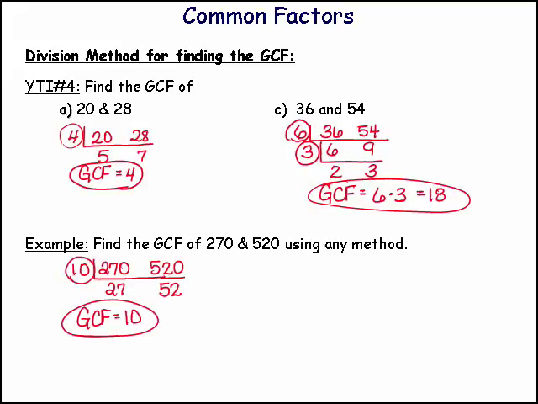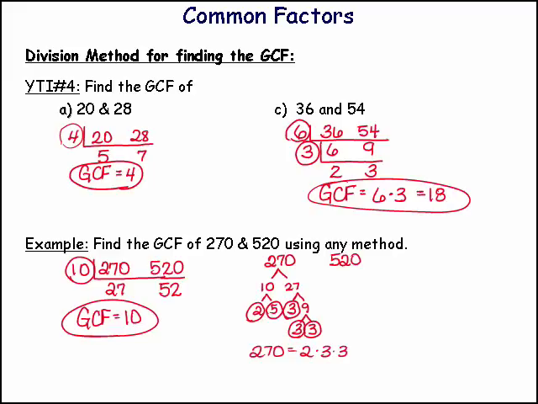You were done. Okay, let's look at what happens if you did it the prime factorization route. Okay, we can do this method over here. Okay, so if you look at 270 and 520, you could go 10 times 27, and 10 is 2 times 5, ending that branch. 27 was 3 times 9. 3 is prime, and so now 9 is 3 times 3. And so that gives you the prime factorization for 270 is 2 multiplied by 3 times 3 times 3 times 5.